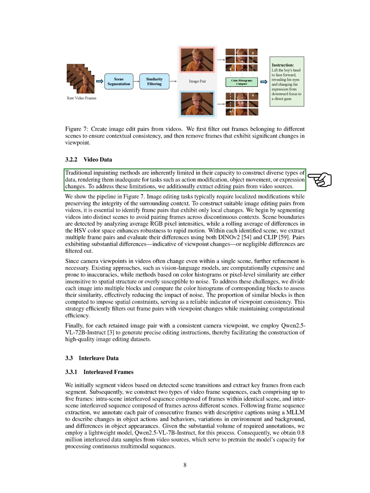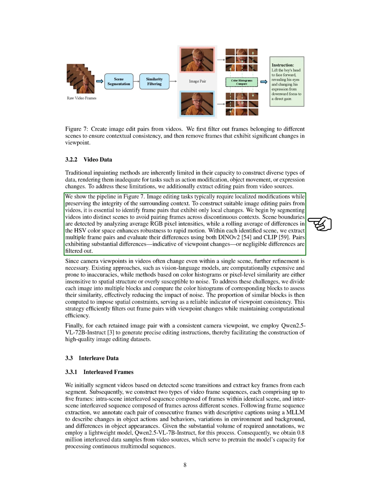Traditional inpainting methods struggle to create diverse data types, making them inadequate for tasks like action modification or object movement. To address this, we extract editing pairs from video sources. We segment videos into distinct scenes to avoid pairing frames from different contexts. We detect scene boundaries by analyzing average pixel intensities and use a rolling average of color differences to enhance robustness. Within each scene, we extract multiple frame pairs and evaluate their differences. We filter out pairs with significant viewpoint changes or negligible differences.